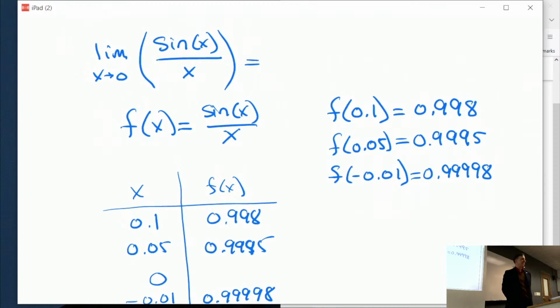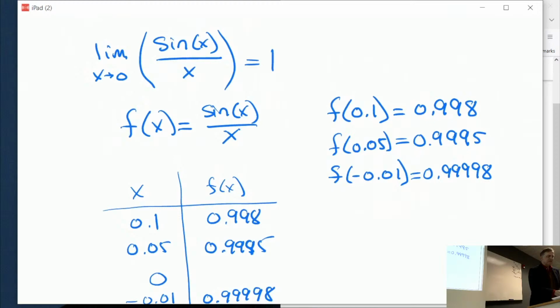You can just shout it out. Yeah, it's just 1, right? Yeah, these are all really close to 1, and in fact, the limit for this is equal to 1. Now, here's the cool thing about limits: a limit isn't the same as a function value.